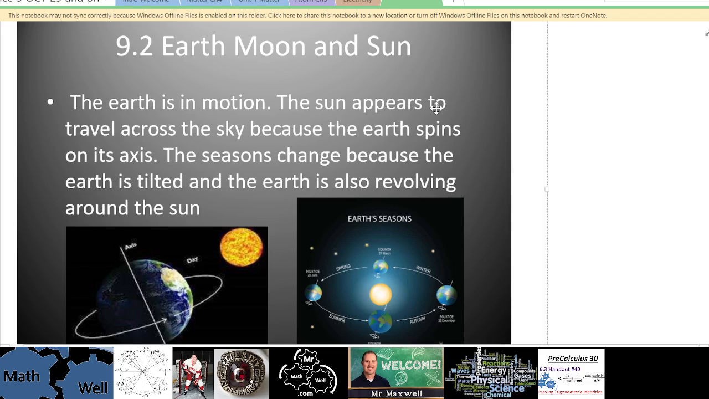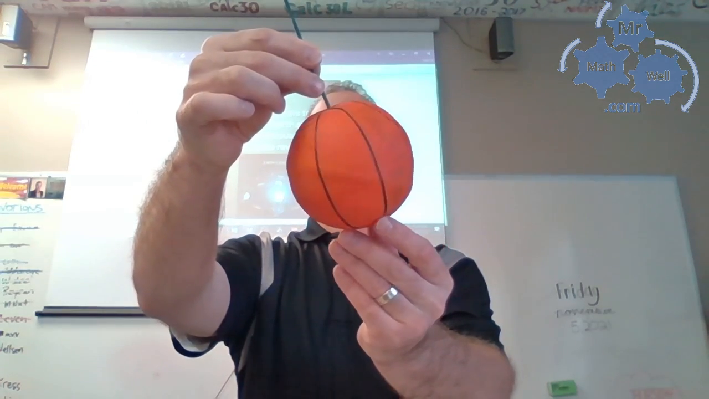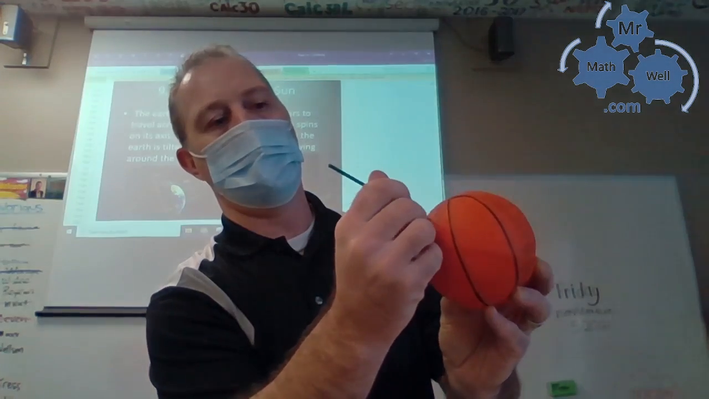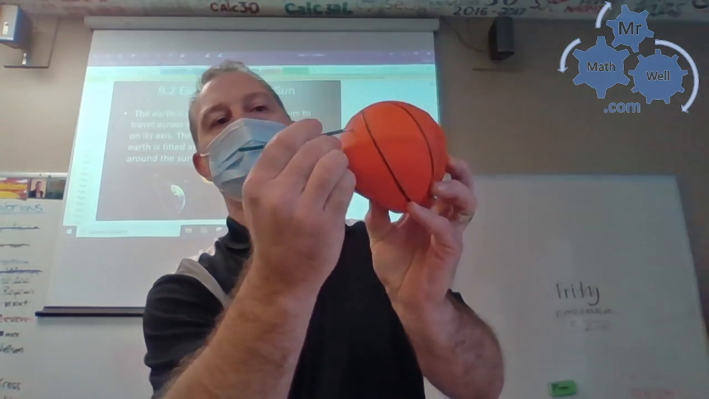The sun appears to travel across the sky during the day because the Earth spins on its axis. Let me go to my full screen here. So this is the Earth, and I've got this little pen extending through the center of the Earth. This is the extension of the axis that goes right through the middle. And the Earth spins like this. That is rotating on its axis. This little dirty spot is us. We're near the top.